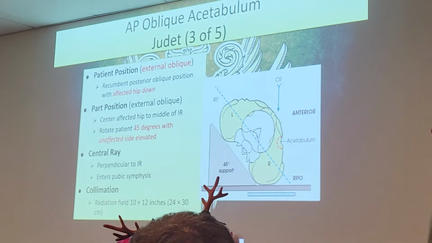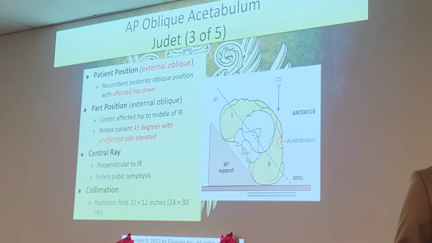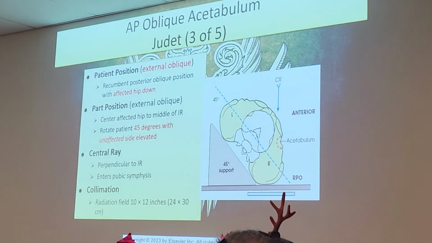This is our RPO external oblique. So for external oblique, side of interest is down. Internal oblique, side of interest is elevated. They're inverse to each other.